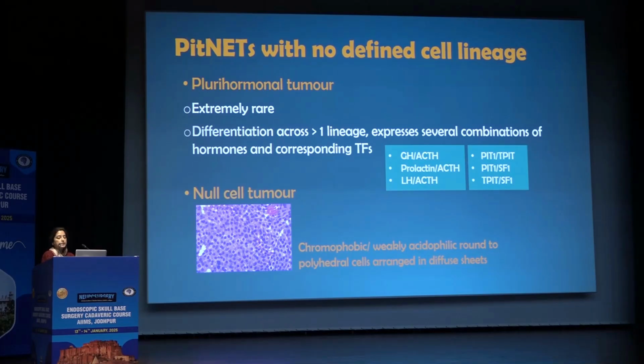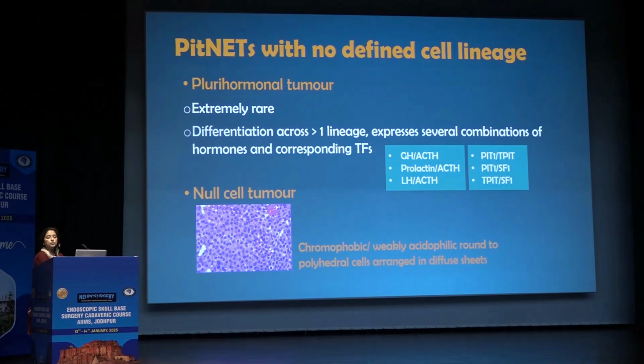It has two tumors, plurihormonal tumors, which are extremely rare. And in these tumors, there is a differentiation across more than one lineage. So it can express several combinations of hormones and corresponding transcription factors as shown here. You can have any combination.